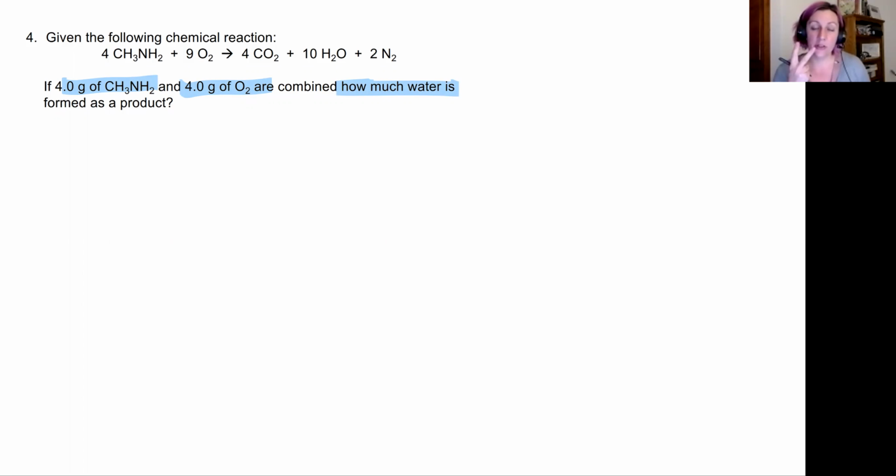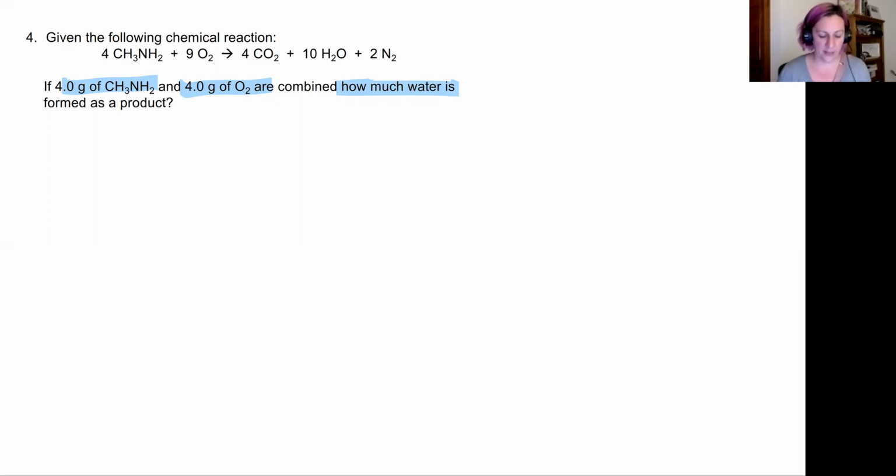But we're given 2 initial masses for our reactant. So this means we need to decide which is the limiting reactant. And again, we could convert just to moles and decide from there. We can also convert all the way to grams, assuming both the methylamine is the limiting reactant and the oxygen, and compare the values. So let's try it kind of both ways in this one.